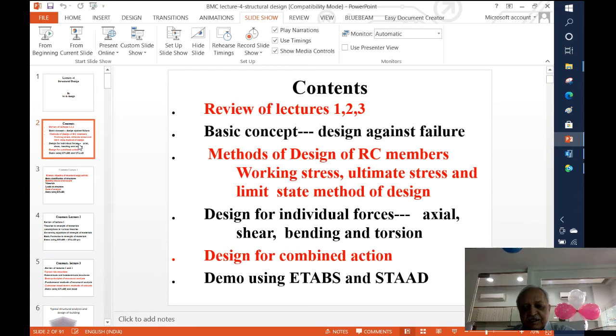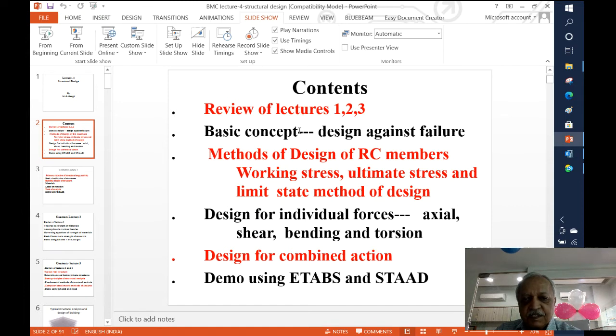Our primary aim today and maybe next lecture will be design of RCC members, wherein the design is the second stage, where your first stage would involve analysis of the structure. Once the analysis results are ready, then your next stage will be to carry out the design based on the sizes that you have assumed and so on and so forth. So our today's presentation will be, we will review briefly the things we have learnt in first 3 lectures.